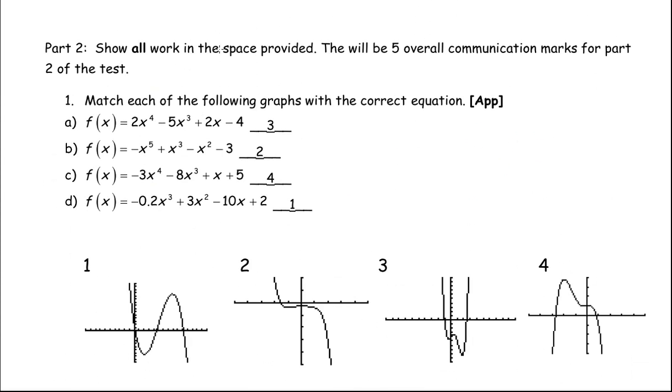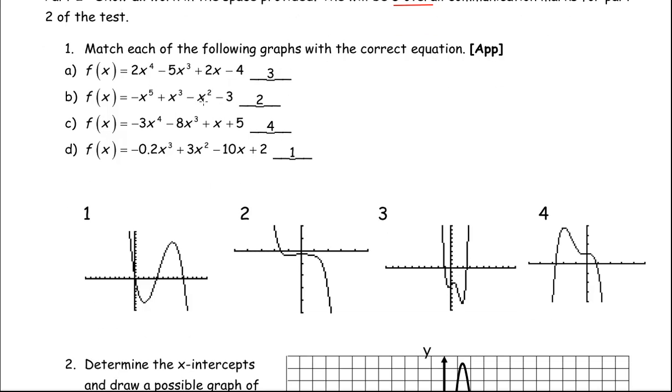In part number 2, you're asked to show all work in the space provided, and it says there's 5 overall communication marks for part 2 for showing your work. Now, question 1 is the only one where you don't have any work to show. The rest, you're asked to show how you're getting your solutions. And that's because number 1 is a matching question. You're given equations and asked to match the graph with it.